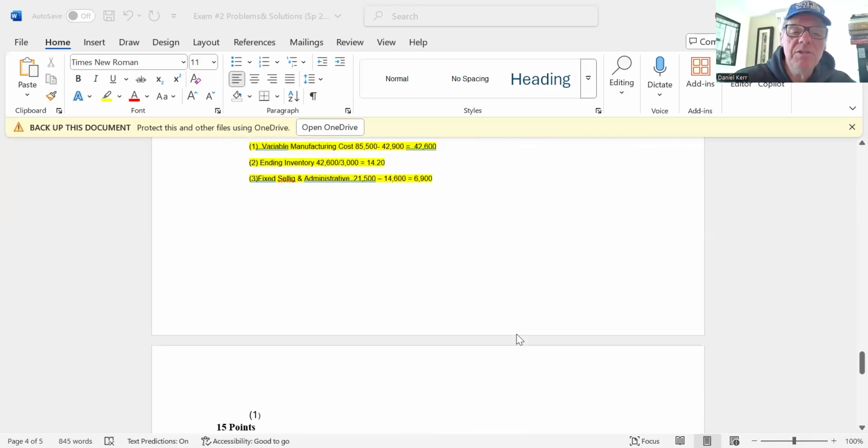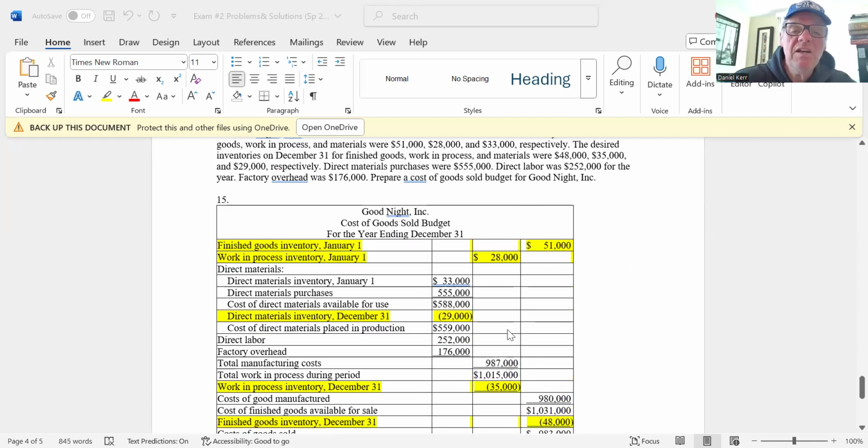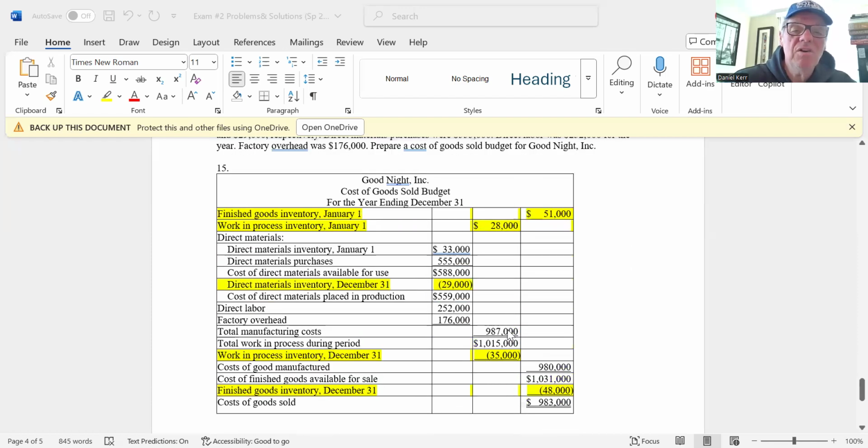Right? And then the last one was the biggie. You knew this was coming. This was worth 15 points. And again, to get full credit, you have to show the full statement. You can't just give me a bunch of numbers without explanation. Okay. And the tricky thing here with the cost of goods sold budget is all the different inventories. So remember, we've got finished goods, work in process inventories, and raw materials inventories, and you have to consider these both at the beginning of the period and at the end of the period.